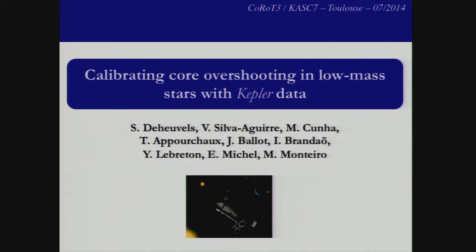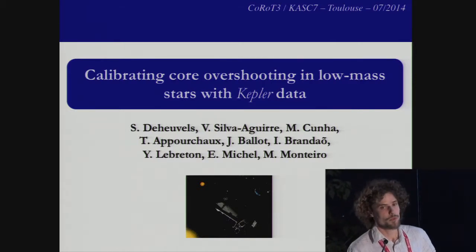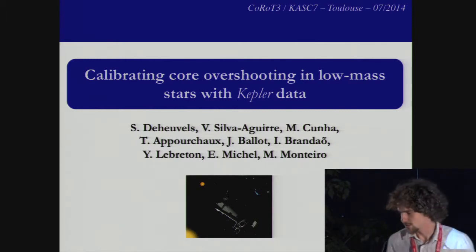So I'm going to talk to you about a work that we're currently finishing, hopefully, trying to constrain the amount of core overshooting in low mass stars using Kepler data. This work was done in collaboration with many other people, most of whom are in the room today.